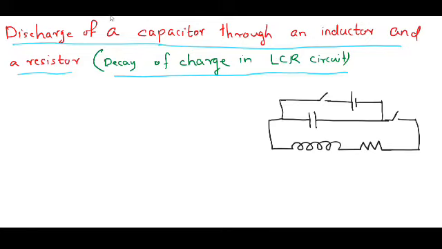Here the circuit consists of a key K1, voltage source E, a capacitor C, a second key in the circuit, K2, and an inductor L and a resistor R. This is a circuit in which we study the discharge of this capacitor through the inductor and resistor.